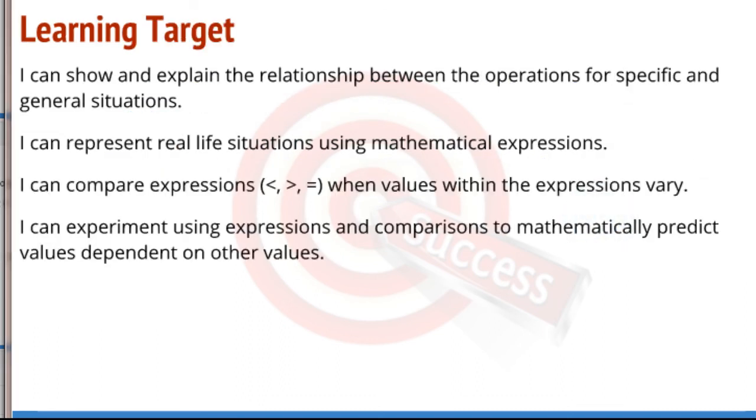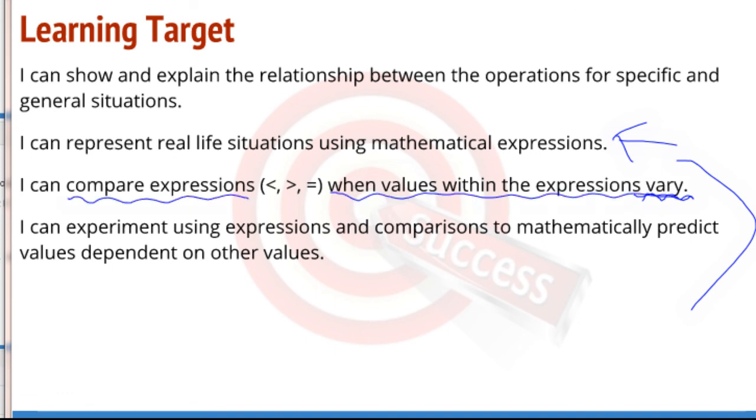All right, learning targets here. Once again, representing real-life situations using mathematical expressions, and then doing a little bit of work here where we're actually substituting some values in. So when values vary, we can figure out what's going on. We didn't do very much comparison, but we definitely worked with expressions varying. And then we did a little experimentation. So we actually plugged in some values with expressions, and we made some predictions about how much money or how many years, how much money someone would have, how many years they had taught.